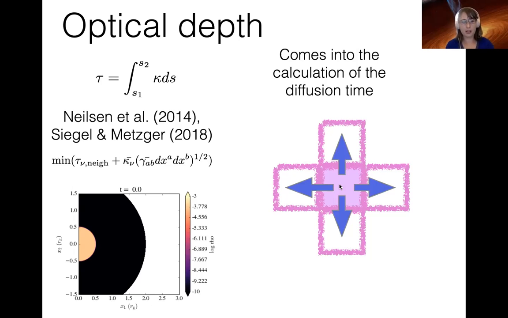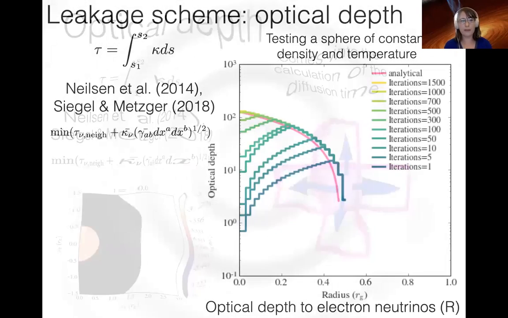So we tested this with a sphere. In this case, it's a 2D simulation, so it's a disk that is in the center, it's optically thick, and in the outer regions, it's optically thin. And what the neutrino should do is just escape like this. And we're going to try to simulate that.